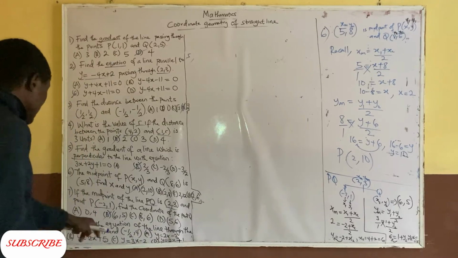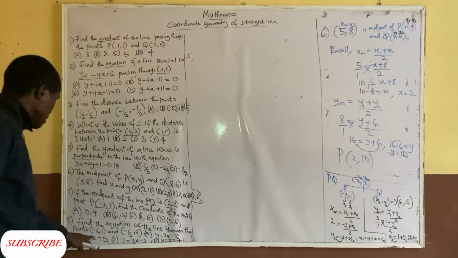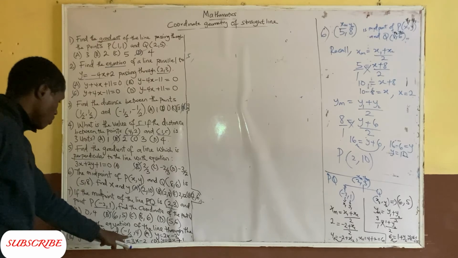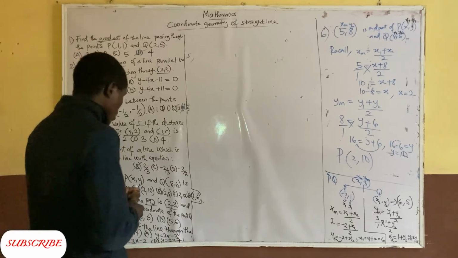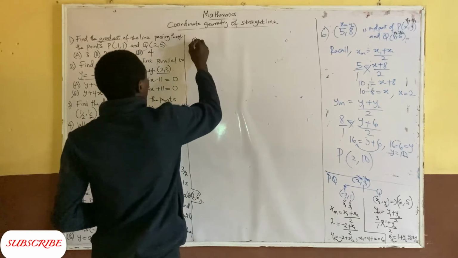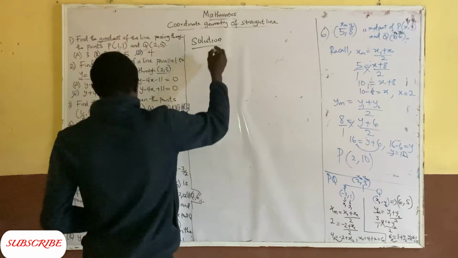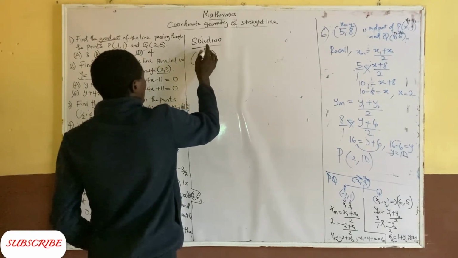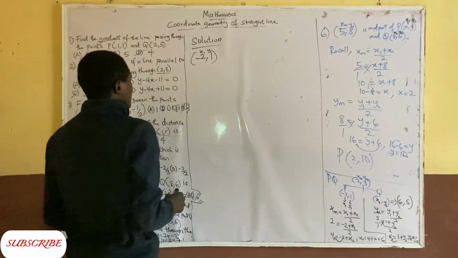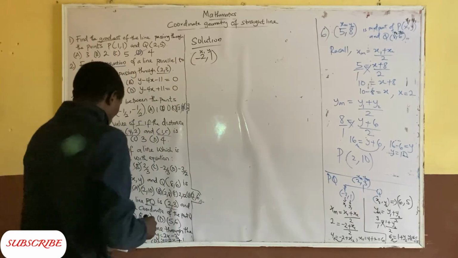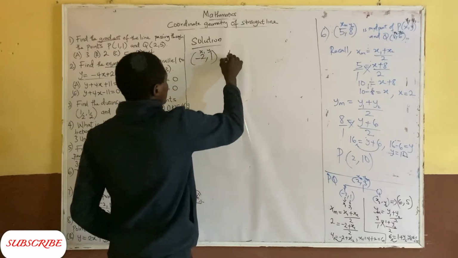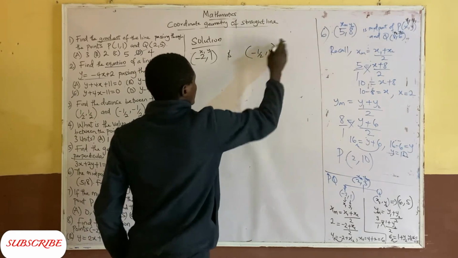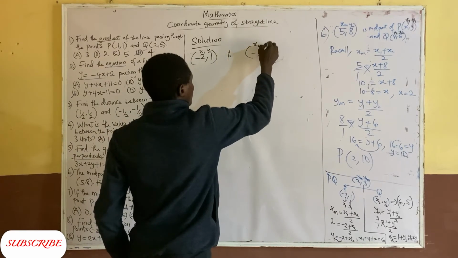Lastly, question number 8. Find the equation of a line through the points (-2, 1) and (-1/2, 4). Find the equation of the straight line. So we have to find the equation of a straight line through two points. The point (-2, 1) is x1, y1. Please note that. And the point (-1/2, 4) is x2, y2.